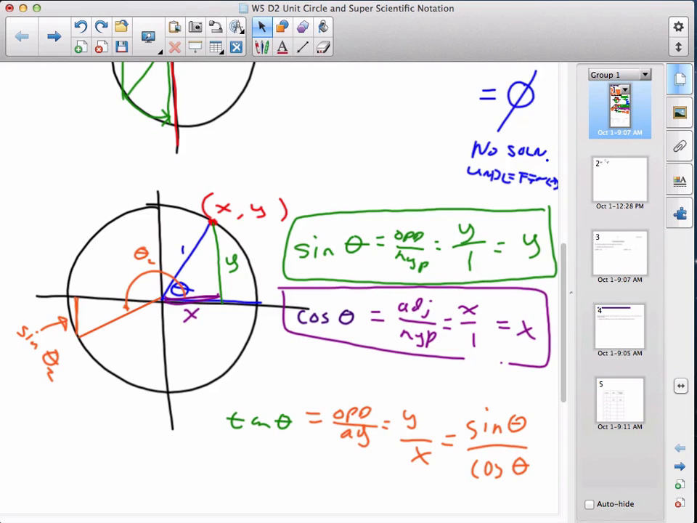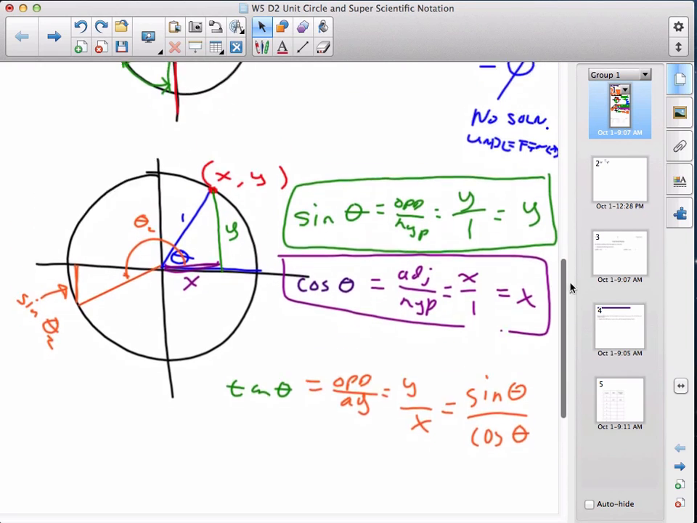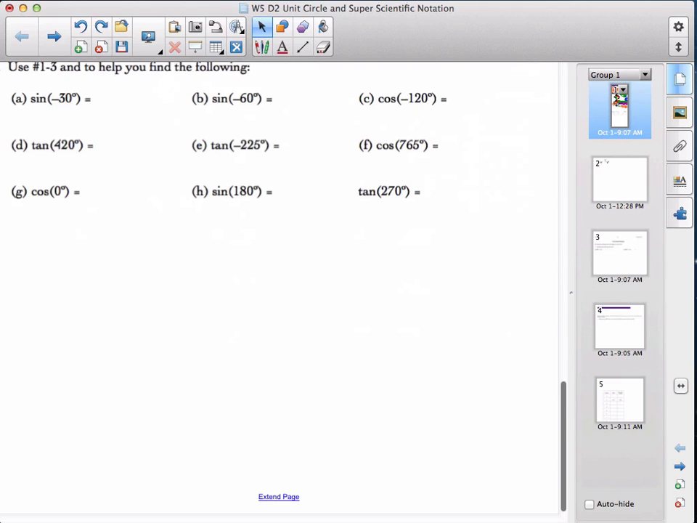Okay, so these pieces of knowledge are key. Because now I can use this fact and basically I should be able to evaluate any of these. So I'm going to pick one randomly. I'm going to say, okay, tangent of negative 225 degrees.